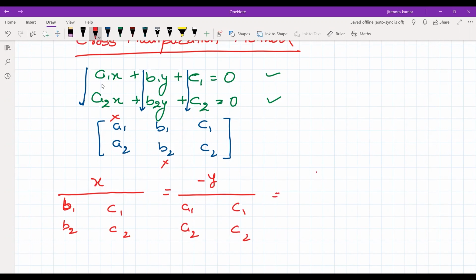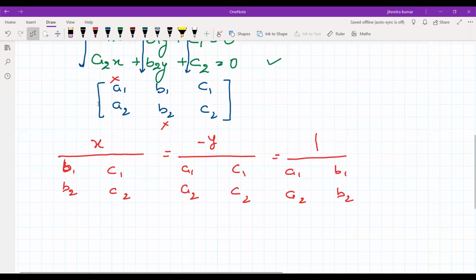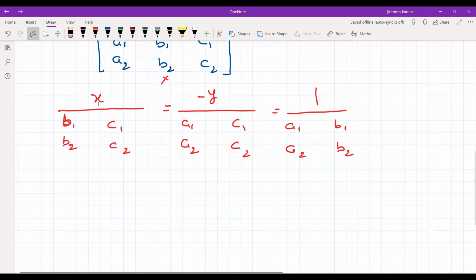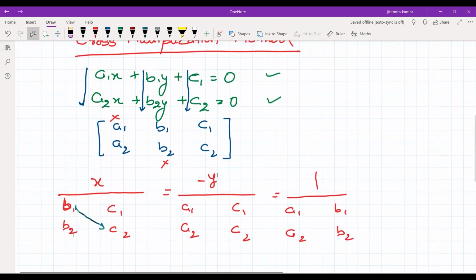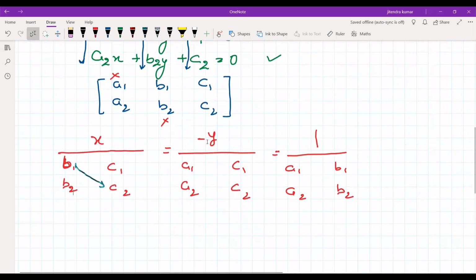And in the last one you have to write 1 only, and write the first two: A1 A2, B1 B2. Now in the last step, what you have to do here, you have to multiply. Is it a positive y? Sorry, it will always be negative y. You have to always write minus y here only.